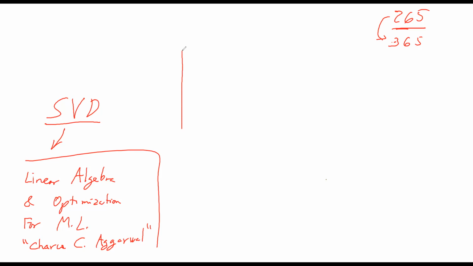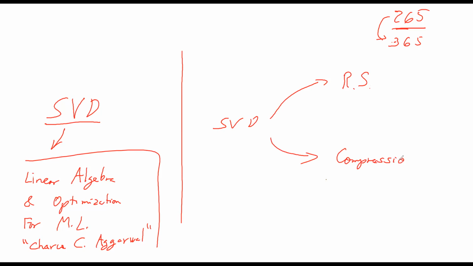As you know, I said singular value decomposition is a technique from linear algebra that has been around for centuries, very powerful. It's used for at least two things: recommender systems, which I basically covered last week, and then also compression. Compression is today's topic. So this one is already covered, and this one I'm going to cover today, and that way we will wrap up singular value decomposition, the topic.